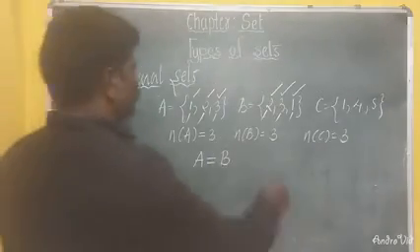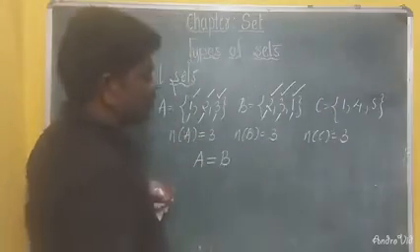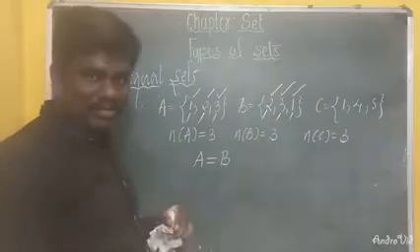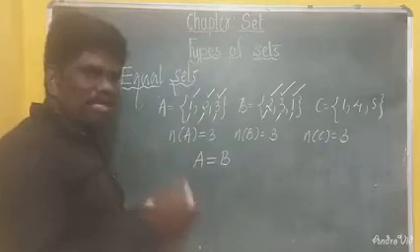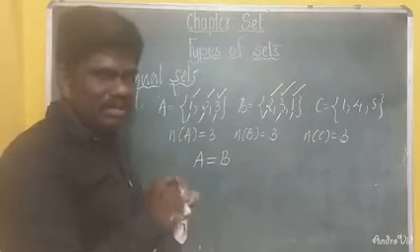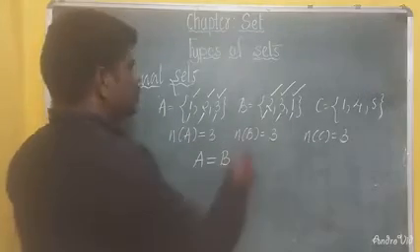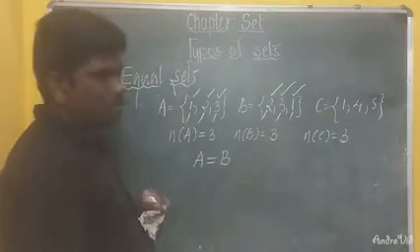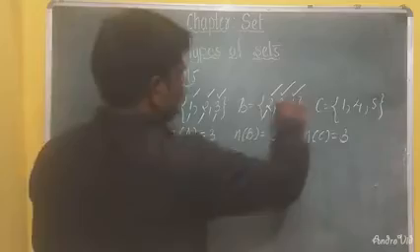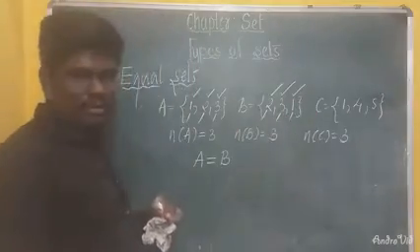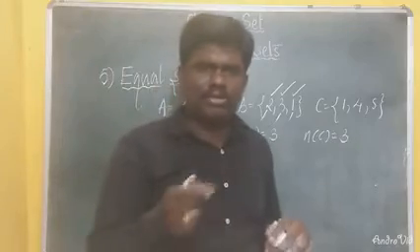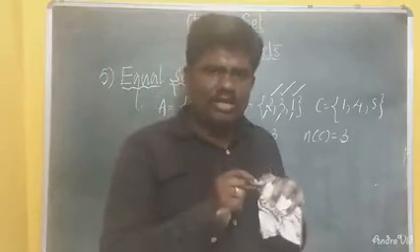Now let us see what about B and C. Are they equal? See, their cardinalities are same, but are the elements same? Even if one element is not same, it is not equal. Let us see that one. 2 is in B. Is 2 belonging to C? No. So that means B and C cannot be equal. I said even if one element is not common in both of them, then they are not equal sets.